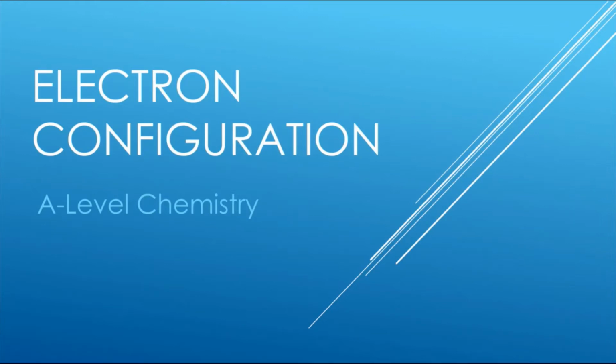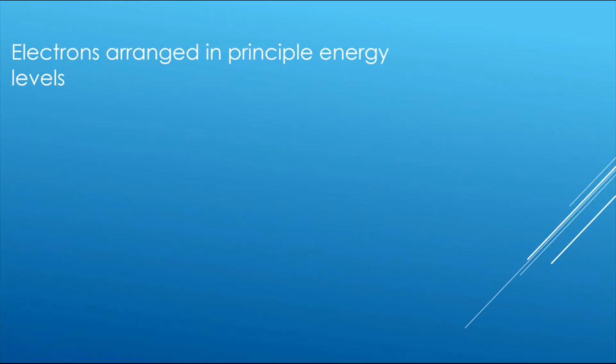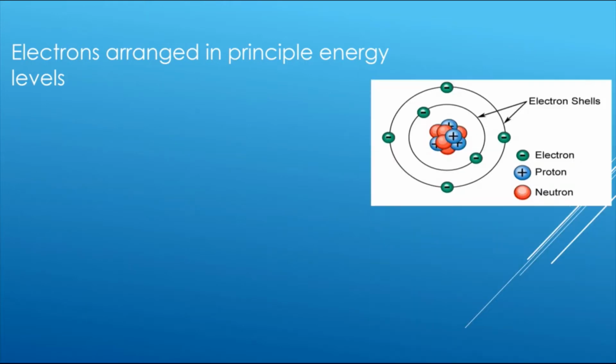In this video, I will be covering the electron configuration topic of the A-level chemistry curriculum. So let's begin. Electrons are arranged in principal energy levels, which are also called shells. And that's a picture of the electron shells. They orbit the nucleus, and there can be numerous shells.